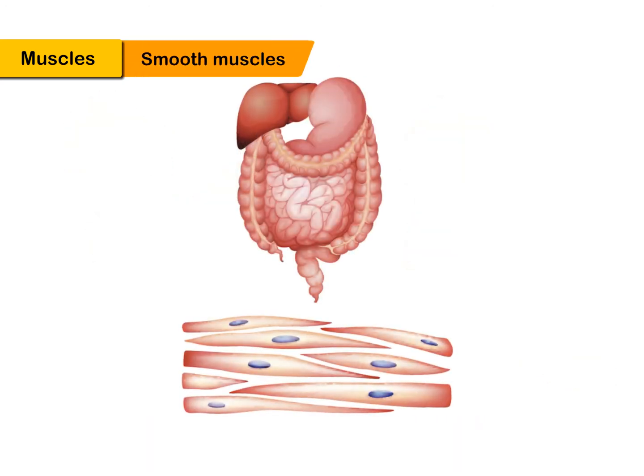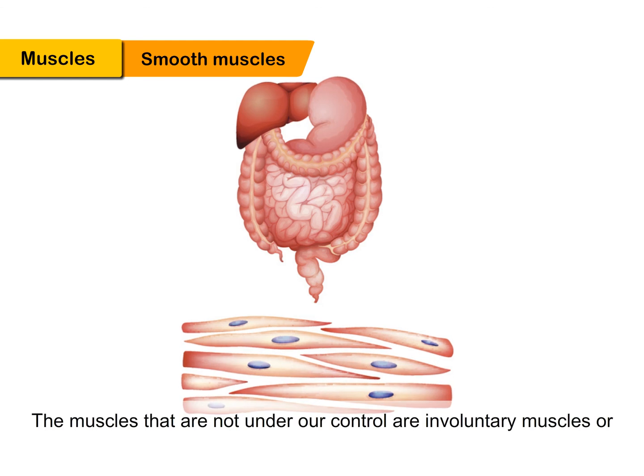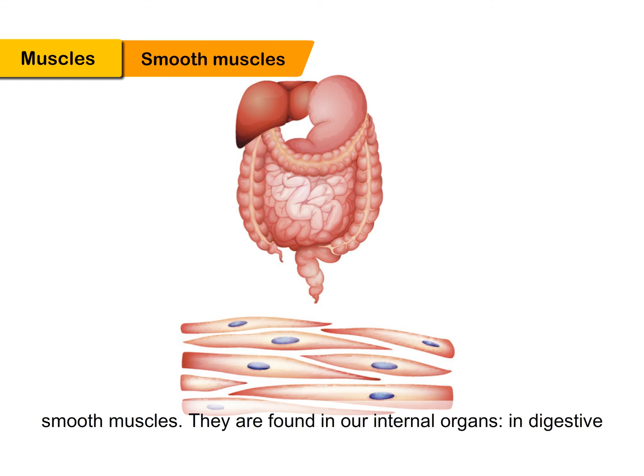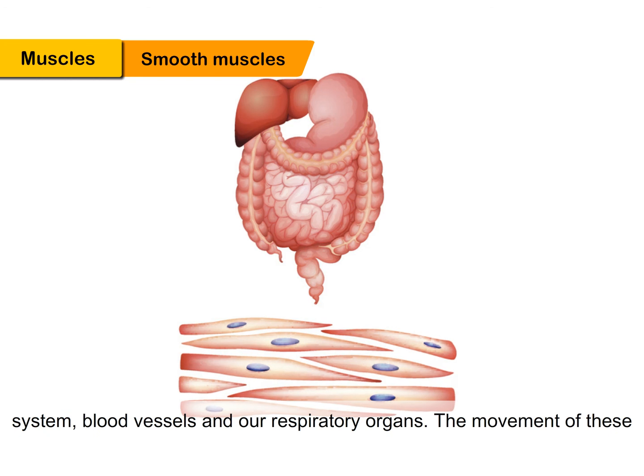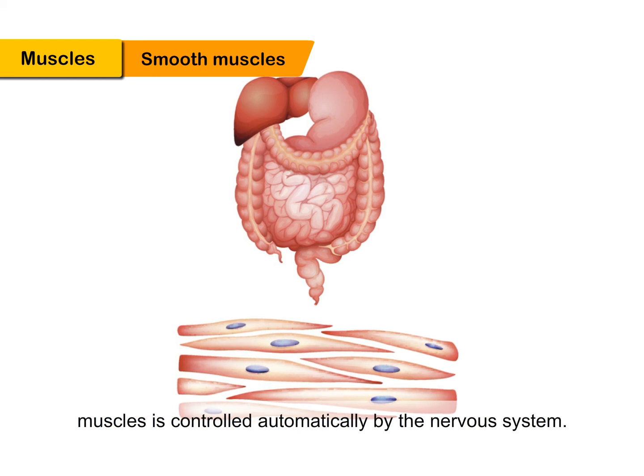Smooth muscles. The muscles that are not under our control are involuntary muscles or smooth muscles. They are found in our internal organs, in the digestive system, blood vessels, and our respiratory organs. The movement of these muscles is controlled automatically by the nervous system.